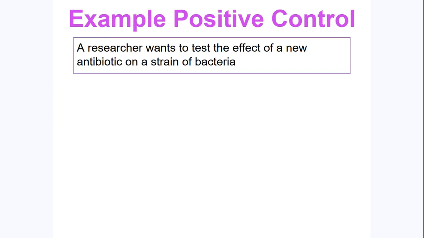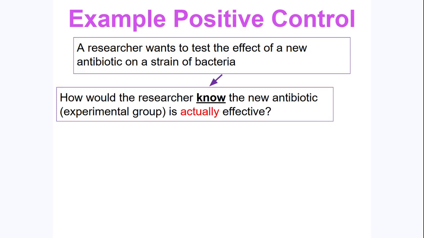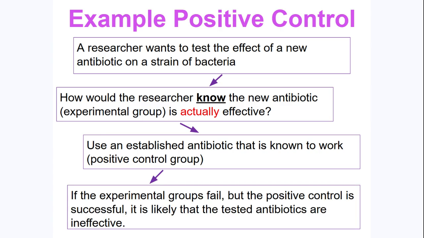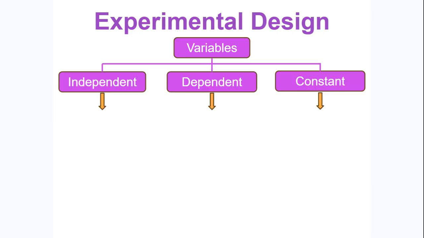Some examples of positive controls. A researcher wants to test the effect of a new antibiotic on a strain of bacteria, right? So this is what I was just saying previously. How would the researcher know the new antibiotic experimental group is actually effective? They'll use an established antibiotic that is known to work. We'll call this the positive control group. If the experimental group fails, but the positive control is successful, it is likely that the tested antibiotic is ineffective.